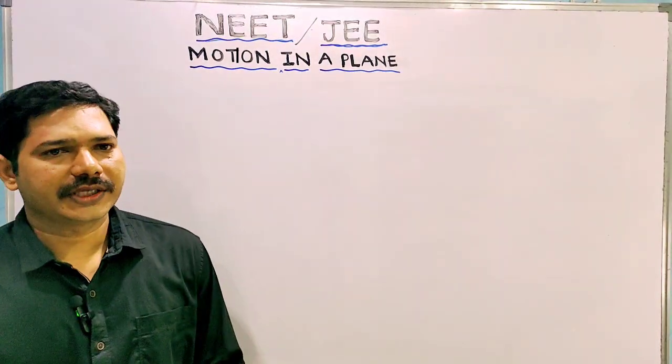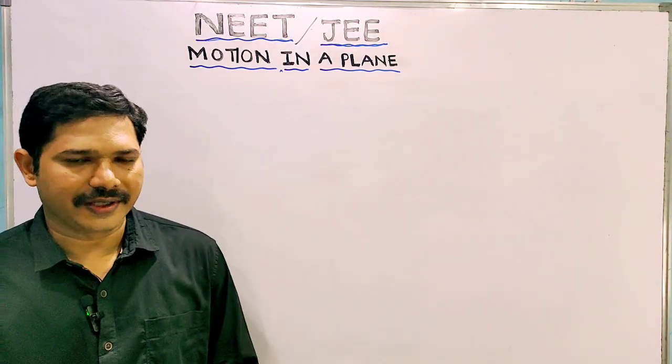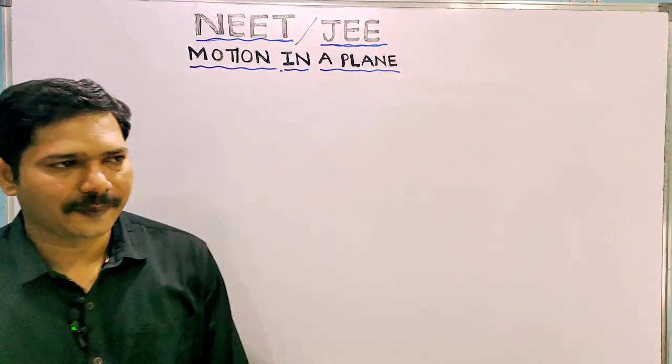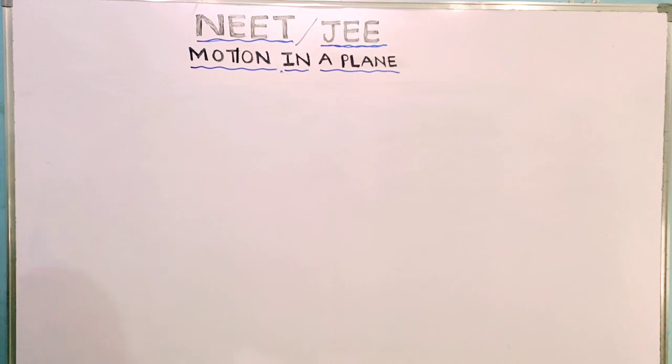So one more question is given, about magnitudes of vectors. Observe on the display. What is the question? The maximum and minimum magnitudes of the resultant of two vectors of magnitudes P and Q are found to be in the ratio 3:1. Which of the following relations is true? They are asking. We'll see what is given.